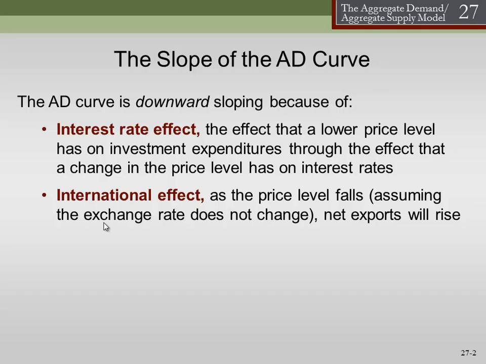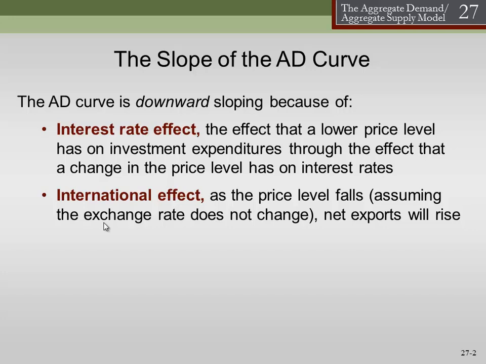Let's say price level falls. What happens? Net exports rise. Why? Because if our price level falls, then our goods become cheaper. All right, so our exports, the goods that we send out, become cheaper because our price level is lower. And relative to our domestic goods, the foreign goods become more expensive. Why? Because our price level fell. All right, so our prices went down. That makes the foreign goods more expensive relative to our goods, and our goods cheaper relative to their goods.